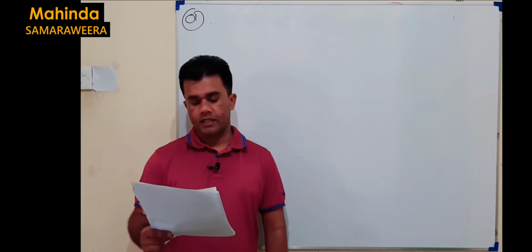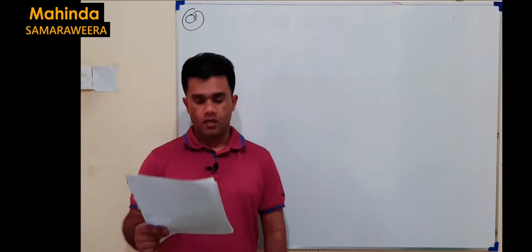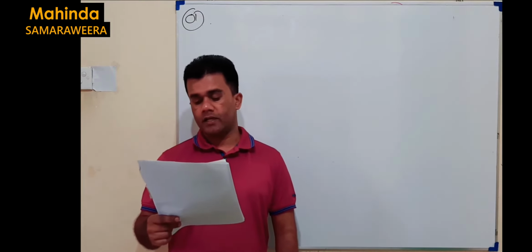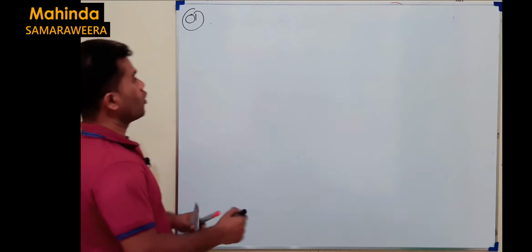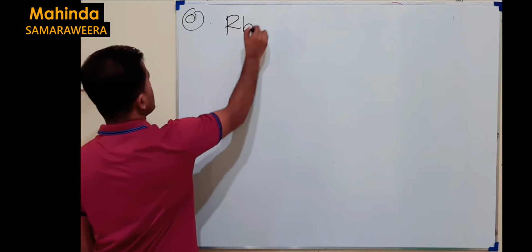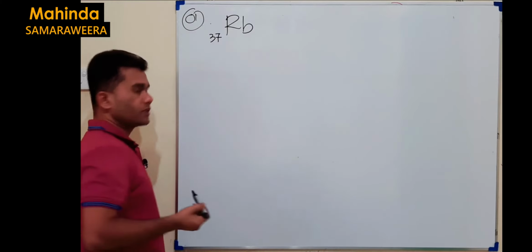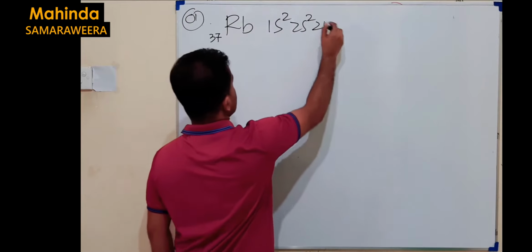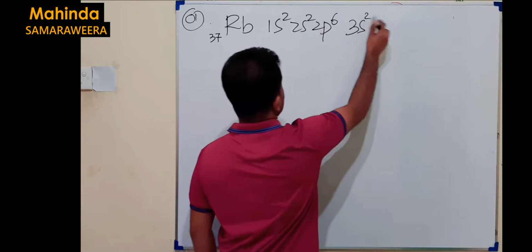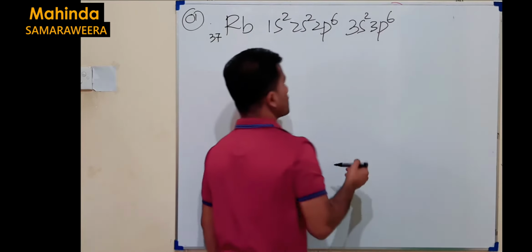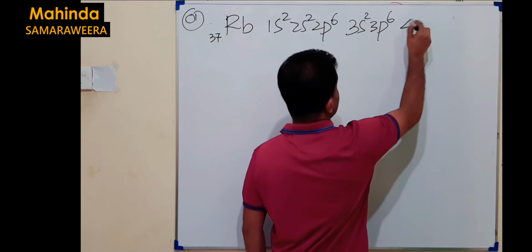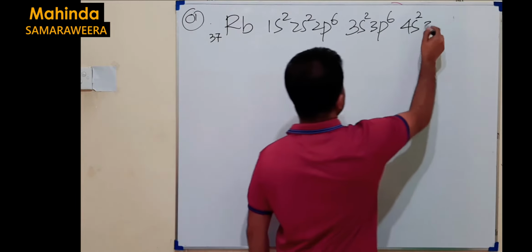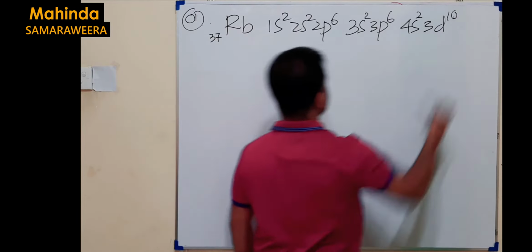The question is this: the correct set of 4 quantum numbers for the valence electron of rubidium. Since rubidium's atomic number is 37, you can go with the electron configuration of rubidium. If you write it from the beginning, this is how we get it: 3s2, 3p6. After 3p6, it's 4s2. After 4s2, it will be 3d10. After 3d10, it will be 4p.